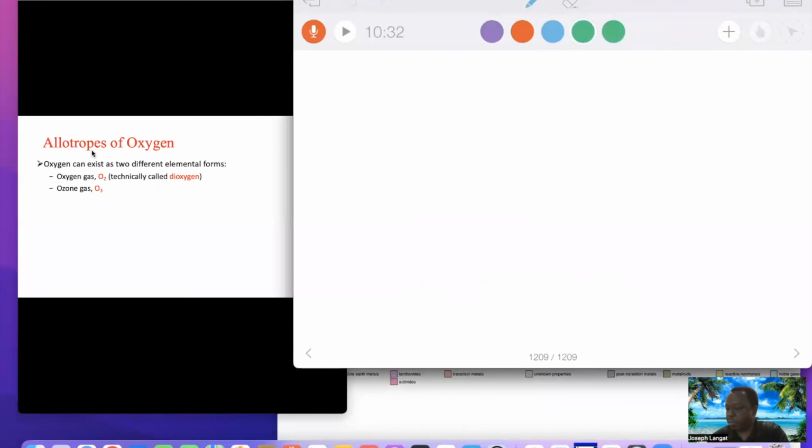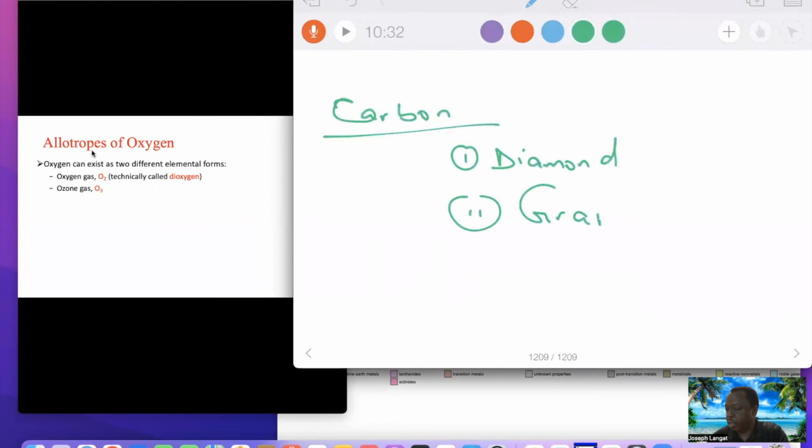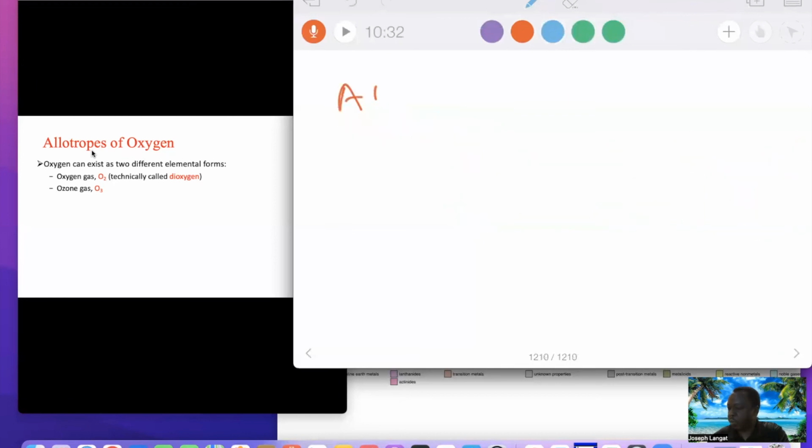We have allotropes for carbon. Here is diamond, which is an allotrope. It's a form of carbon. We also have graphite. The one they have in a pencil, that's graphite. These are allotropes of carbon right here, different forms. We also have allotropes of phosphorus.